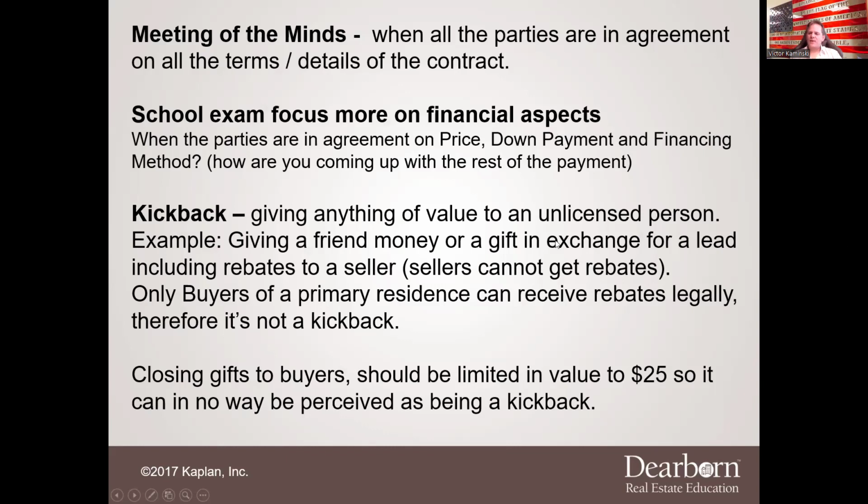A kickback is giving anything of value to an unlicensed person. An example of that would be giving a friend money or a gift in exchange for a lead, including rebates to a seller, because sellers cannot get rebates legally in New Jersey. Buyers, however, can. If they're a buyer of a primary residence, we can give buyers rebates. However, you need to follow the rules and regulations pertaining to buyers' rebates.